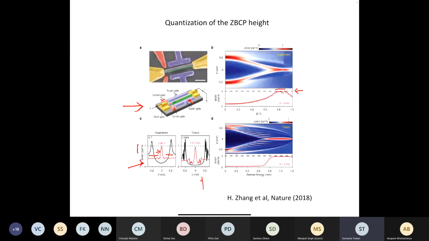This is the actual spectrum experimentally measured, and you can see that this zero bias peak here is robust. Again, this is the dI/dV as a function of the Zeeman field, and that's the plateau. So not only are they finding this 2e²/h peak, but also the 2e²/h height is constant as they change the various parameters.